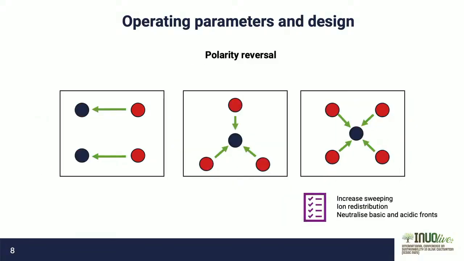Another technique is polarity reversal. So now we are changing the polarity. The anode is now going to be the cathode, and the cathode is going to be the anode. That's going to increase the sweeping. That's going to increase the effectiveness of the remediation technique. That's going to redistribute the ions, which means that we are going to decrease the electrical resistance, and we are going to neutralize the basic and acidic fronts.